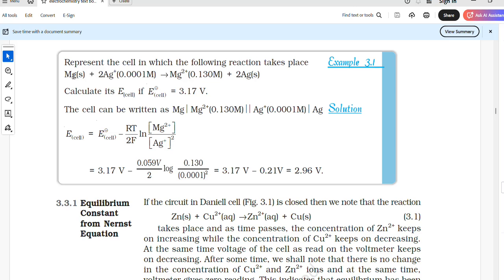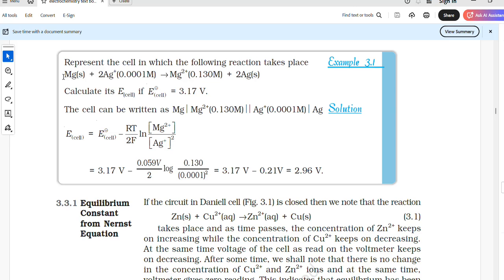So what do you understand from this? They are given the cell reaction. Okay, please take down: Mg plus 2 Ag plus gives Mg2 plus plus 2 Ag. Now you should be able to identify the redox reaction. Mg undergoes oxidation. Why? Because Mg gives Mg2 plus by releasing 2 electrons. So you can write that equation: Mg gives Mg2 plus plus 2e. Oxidation means anode, so this is the anodic reaction, and it should be placed at the anode.